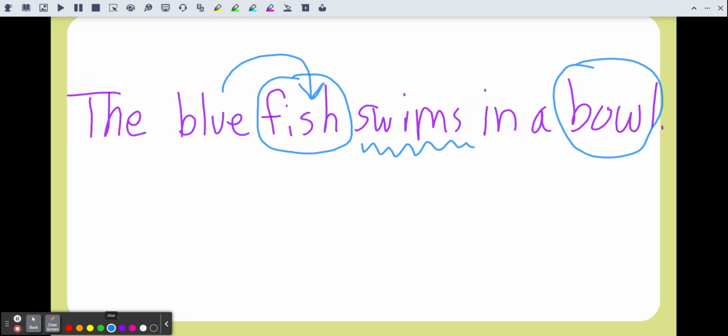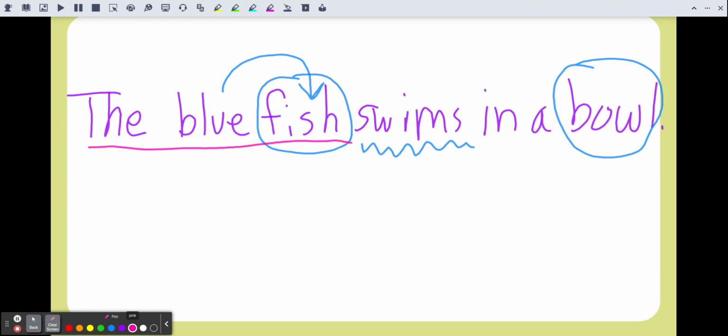Okay, so remember, the subject tells who or what the sentence is about. So let's identify the subject. Who is this sentence about? Correct. The blue fish. That's who it's about. So I'm going to underline the blue fish. That is the subject and it includes the noun fish.